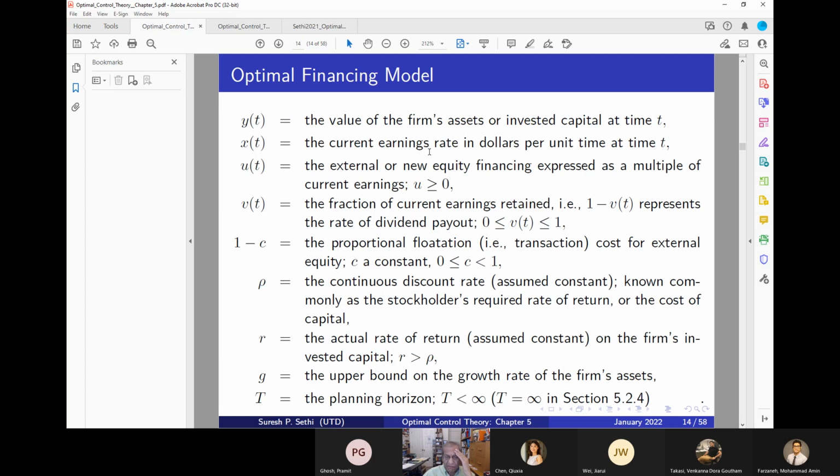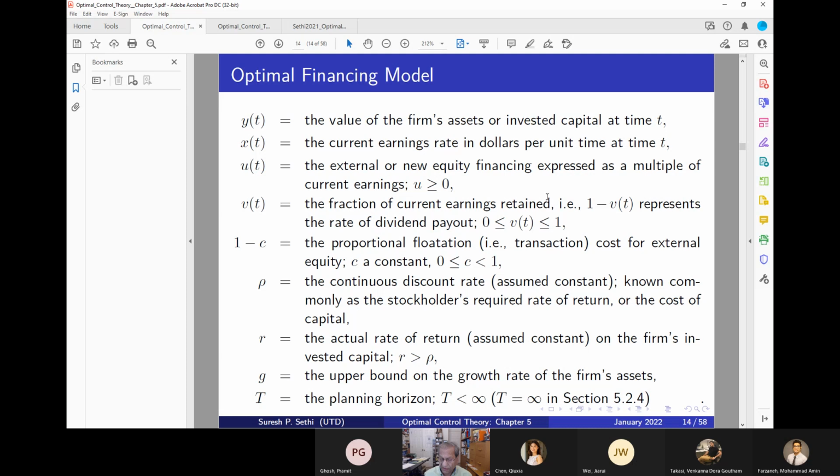And what it doesn't pay as dividend, let me go one more step. Fraction of the current earnings retained, and 1 minus UT is the rate of dividend payout. So from its earnings, it can pay dividend. What is not paid as dividend, it invests. Retained earnings get invested. So that is the internal financing.